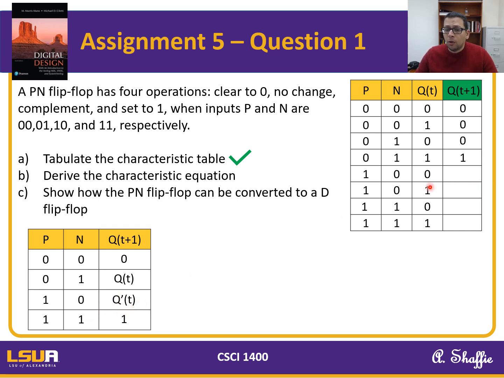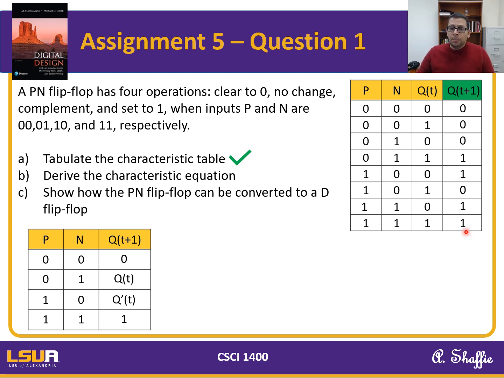What is the complement of the current Q? If the current Q is 0, I expect to get 1. If it is 1, I expect it to get 0. And finally, when P and N are both ones, it means the output should be 1 regardless of the value of Q(t), regardless of the current output. So if it is 0, I will get 1. If it is 1, I will get 1.